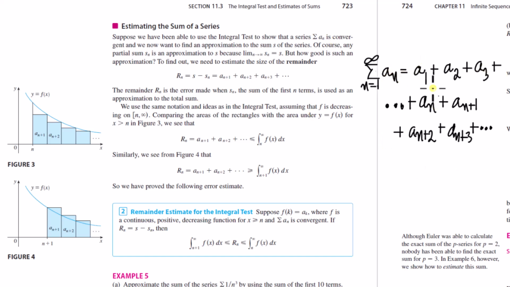Okay, so this is what they're calling S, the entire infinite sum. It's not S sub n because it's not a function of n. We've said that this is convergent, so we know that this is equal to S. It's not a function of n. The infinite sum is just the infinite sum. All these terms summed together is S.